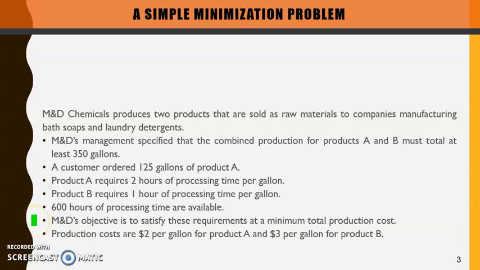M&D's objective is to satisfy these requirements at a minimum total production cost. So it is talking about the objective function. The objective function is not maximizing anymore. It is minimizing the production cost. After that, it says production costs are $2 per gallon for product A and $3 per gallon for product B. Again, very similar to the previous one, but for the previous example, it talked about the profits per bag. Here it talks about the cost per gallon of each product.